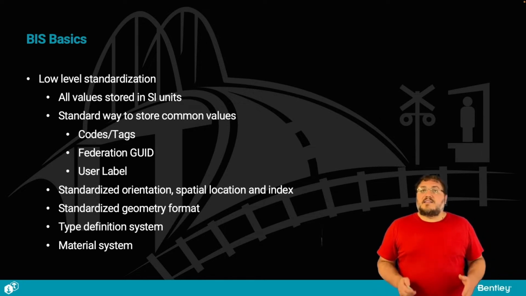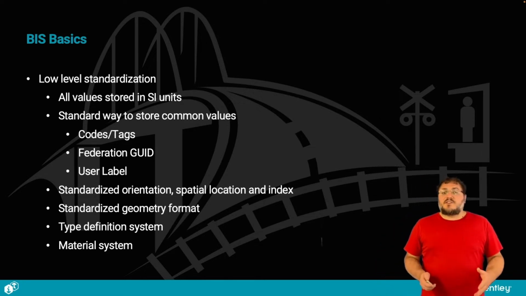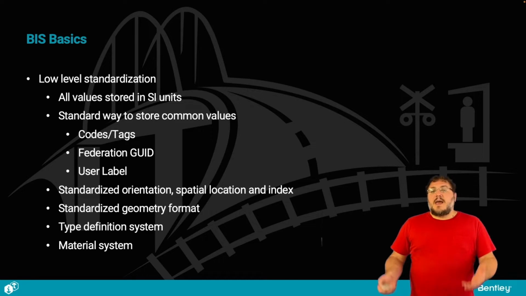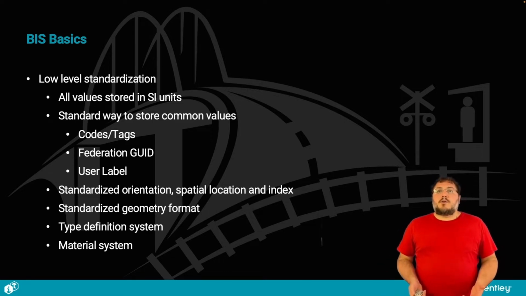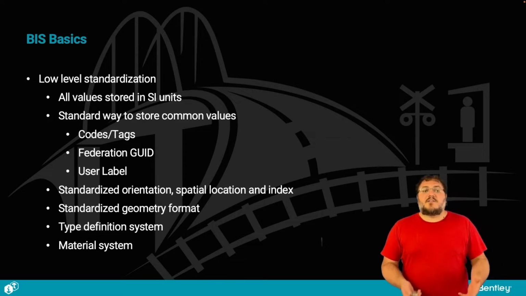Next, I'll highlight the type definition system. There's other similar definition systems, but the type definition system is really important. It lets you take things like catalog items and bring them into the iModel. You can also create your own reusable components that you'll then reference in other elements.